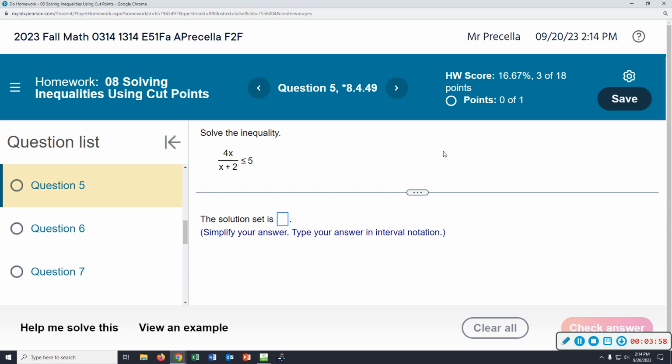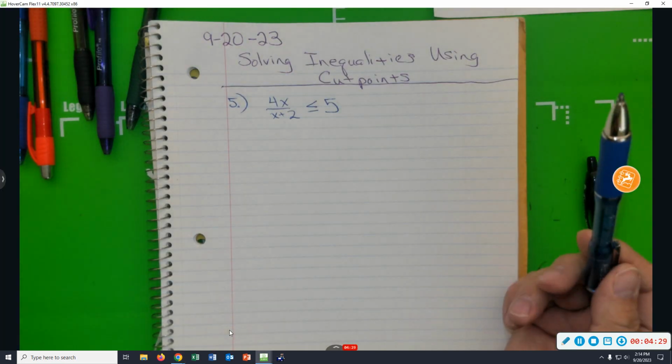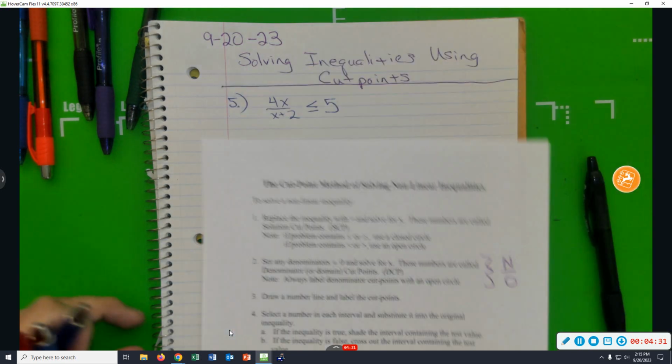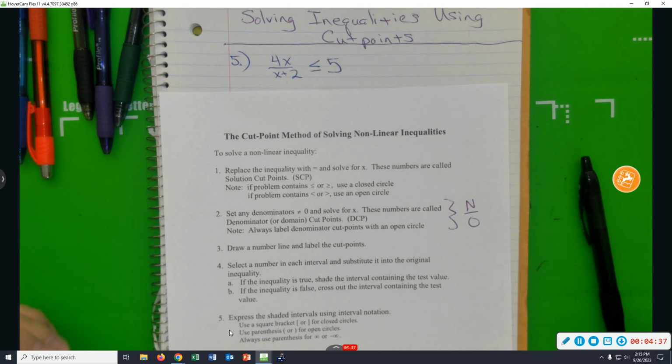We want to solve the inequality 4x divided by x plus 2 is less than or equal to 5. Let me write this down first. Okay. We're going to follow this little recipe, this cut point recipe, to solve the inequality.